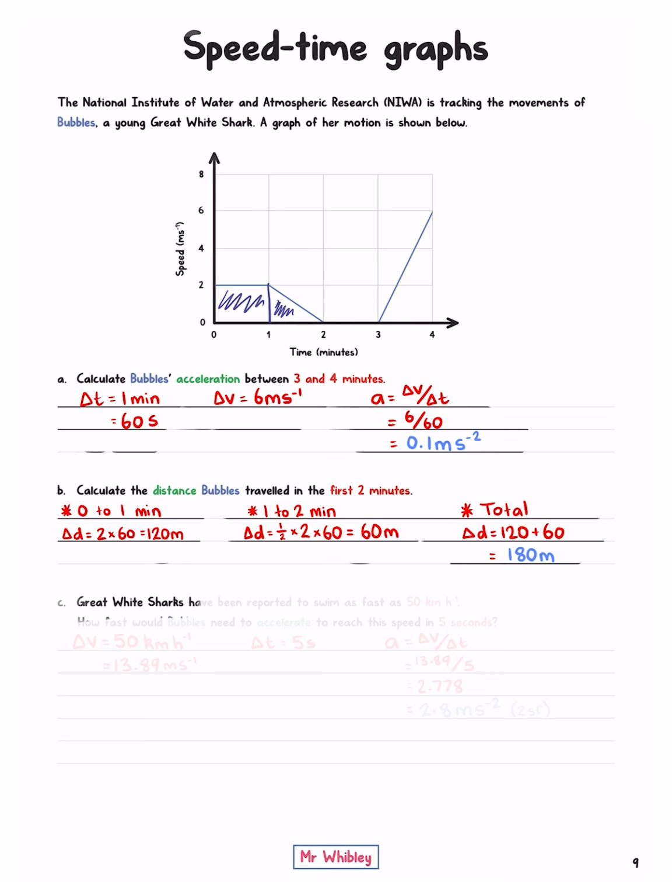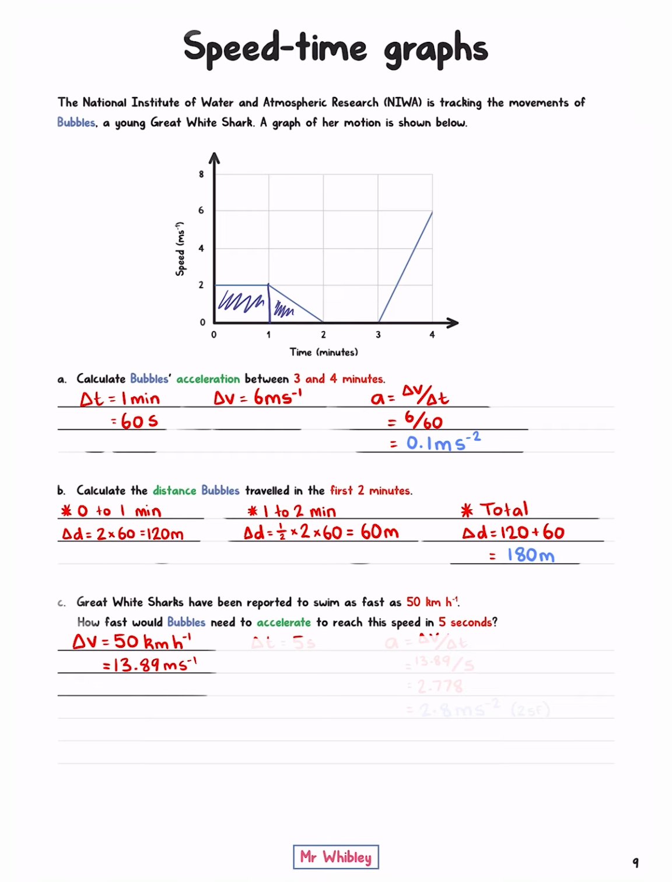Great white sharks have been reported to swim as fast as 50 kilometers per hour. How fast would Bubbles need to accelerate to reach this speed in 5 seconds? 50 kilometers per hour divided by 3.6 gives us 13.89 meters per second. For a duration of 5 seconds, we can calculate our acceleration. Putting our numbers in gives us 2.778, or 2.8 meters per second squared to two significant figures.